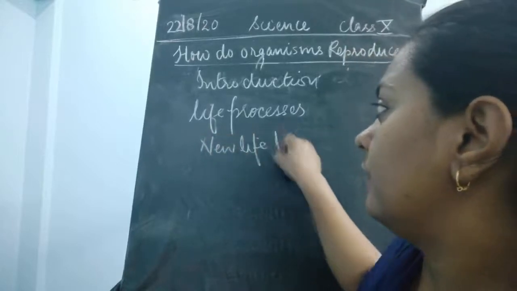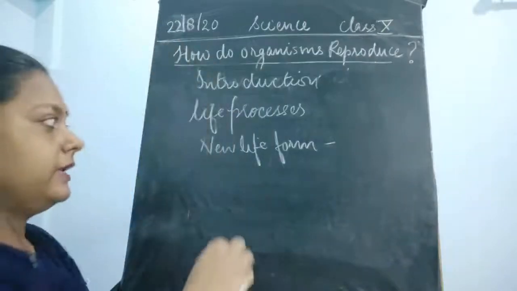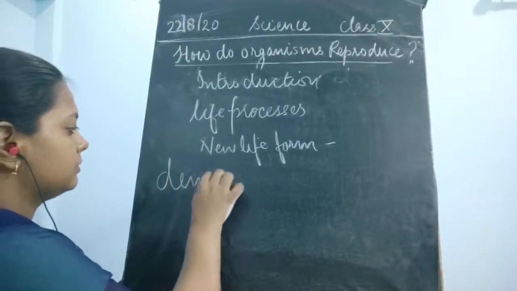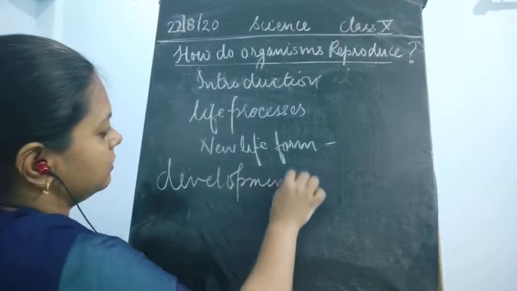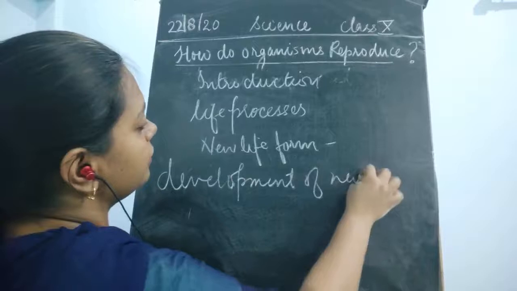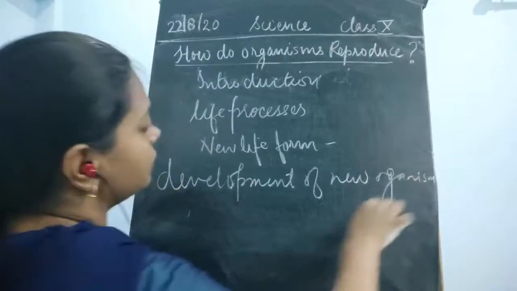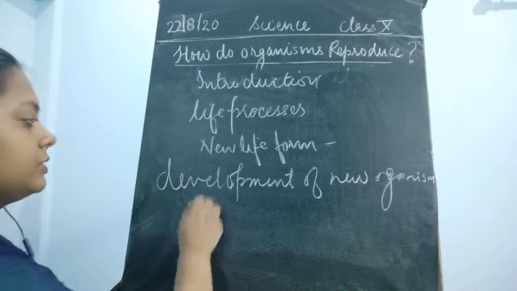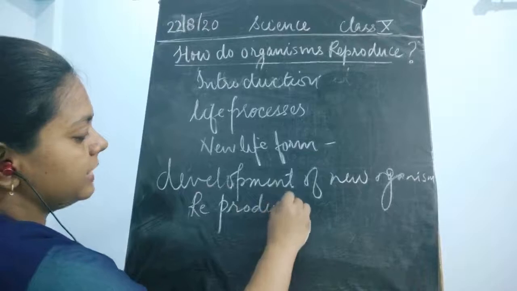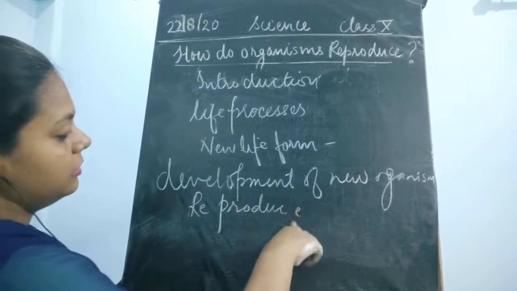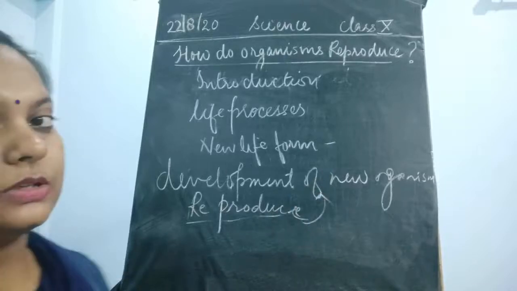The new life form is developed. Okay, the development of new organisms. Okay, so what is the meaning of the word reproduction? It means to reproduce. Produce means to make something, and to reproduce means to develop a new individual.